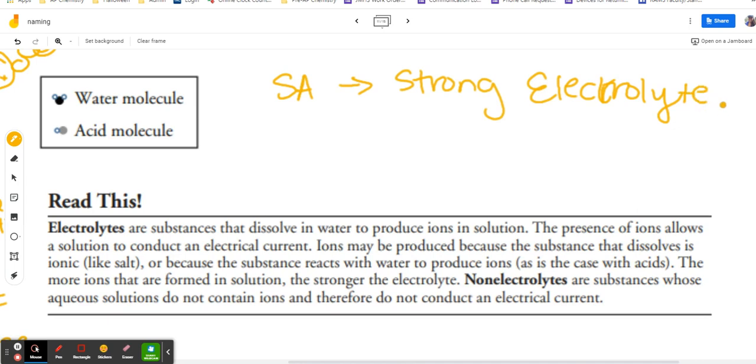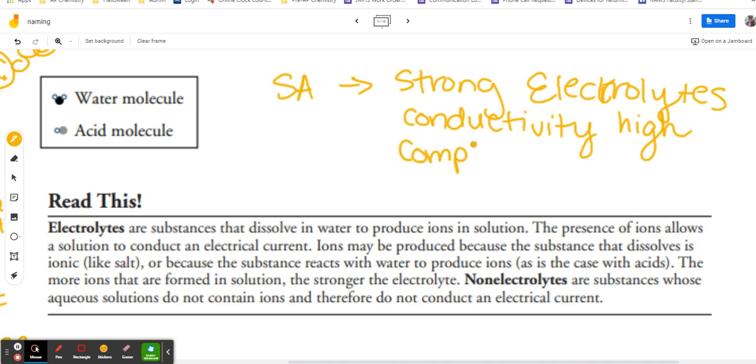They are going to conduct electricity, so you're going to see that. So conductivity is going to be high. That's going to be on one of your questions today, okay? And you're going to see that they completely ionize. This actually goes for also your strong bases. So they completely ionize, meaning they're strong electrolytes.